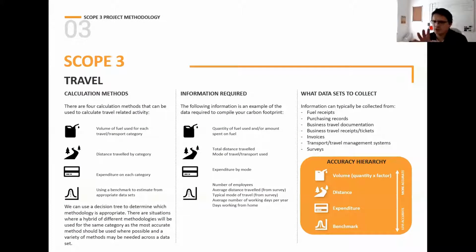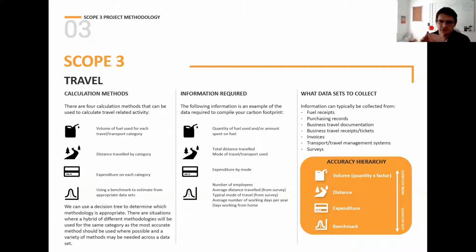In terms of travel, I'm not going to read everything that's on here, but ultimately, and with the same structure for each of the sections, we're talking about how you would calculate that, what information is required, what data sets you would therefore collect to do that, and then which is the most or least accurate approach.